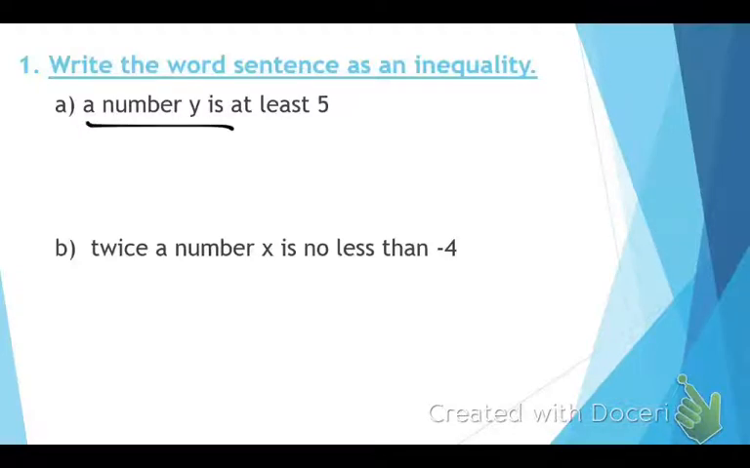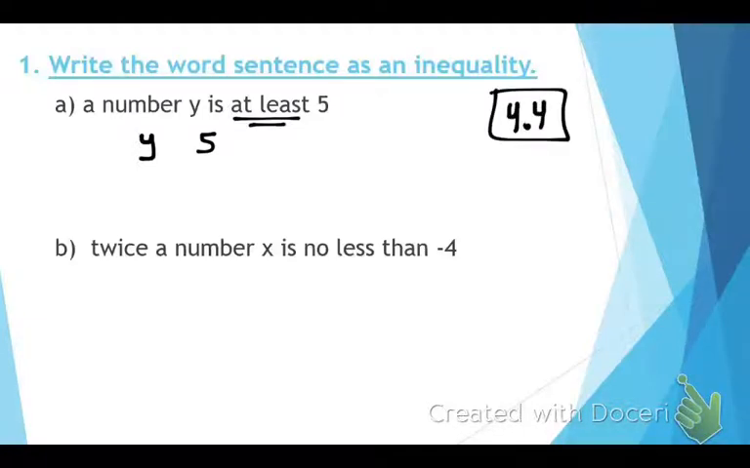Let's start with this. It says a number y, so what will I write? Y. The next thing you will write every time is the number. What number do you see there? 5. Now the hardest part is to figure out at least. In your 4.4 notes, there was a little graph that told you all these different words, at least, at most, things that could help you. Use that to study, okay? But if you forget to study it, let's just use our reasoning skills.